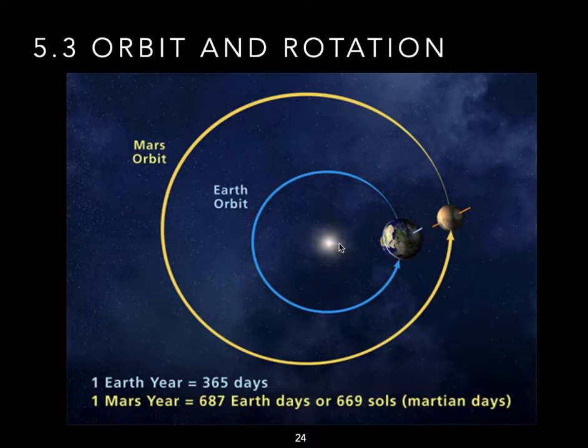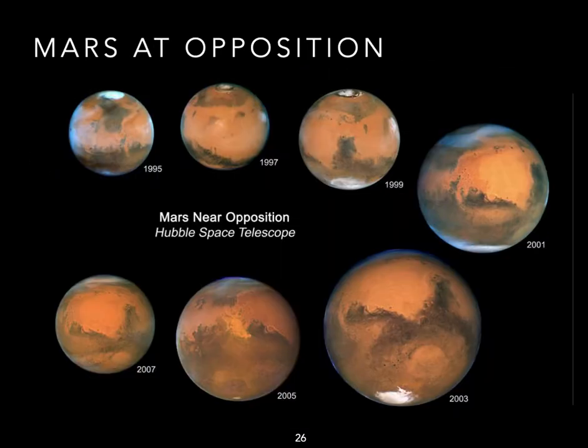When the Sun, the Earth, and Mars all line up in this direction, when Mars is at perihelion, when Mars is closest to the Sun, that's when Mars appears the brightest. In other words, that's when Mars is closest to the Earth. That's going to correspond to this picture right here from 2003, right?